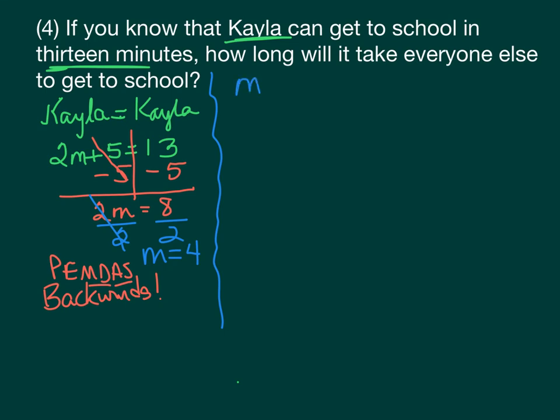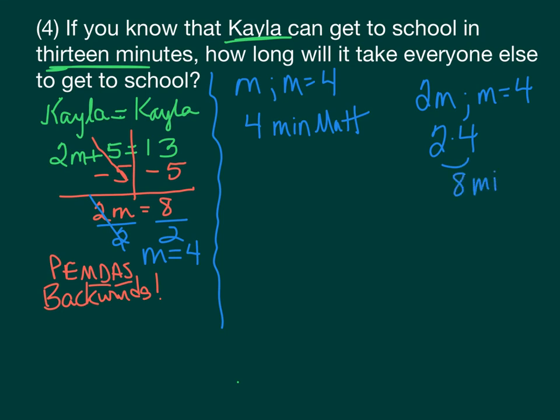So now I'm going to use this information to substitute into each of those expressions. And we've done this now, this is the 3rd time we're doing it, just with different variables. I know that M is now equal to 4, so I substitute in. That's now 4 minutes for Matt. Next we have Sophie. Sophie's expression was 2M. M is equal to 4. 2 times 4 is 8 minutes. That's for Sophie.